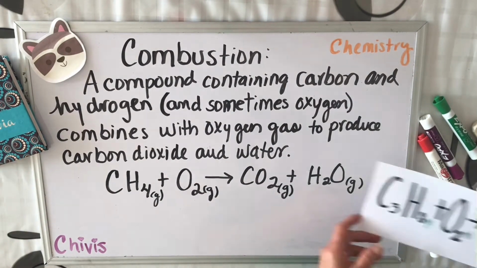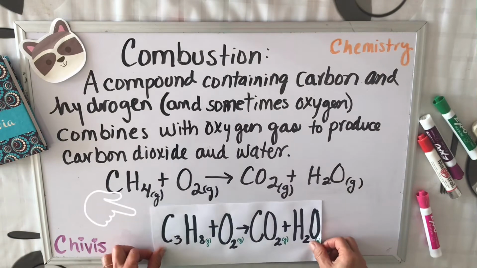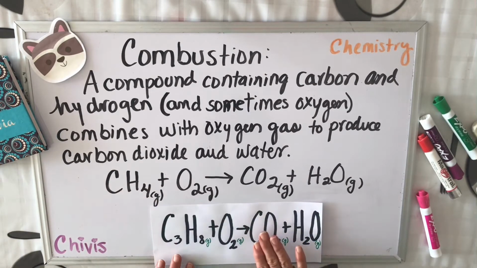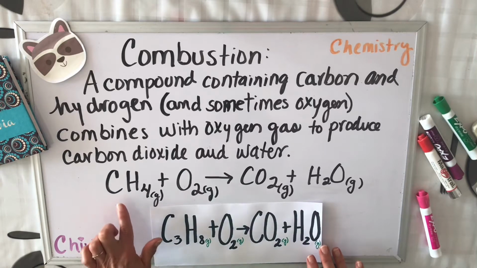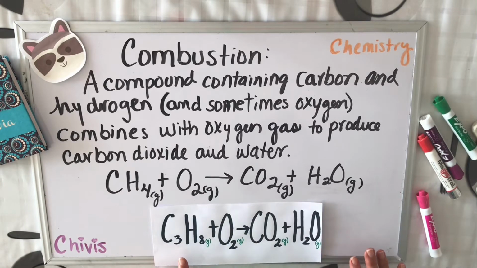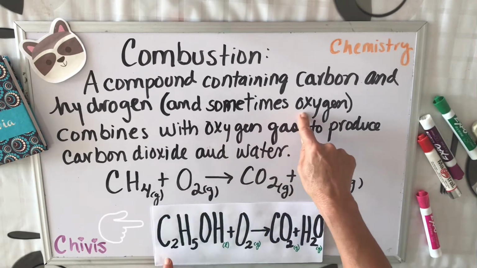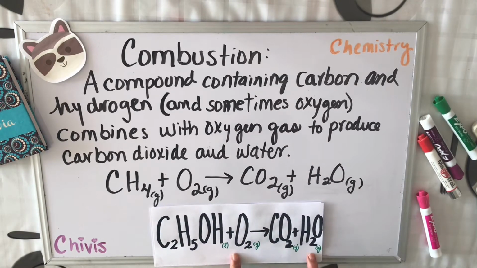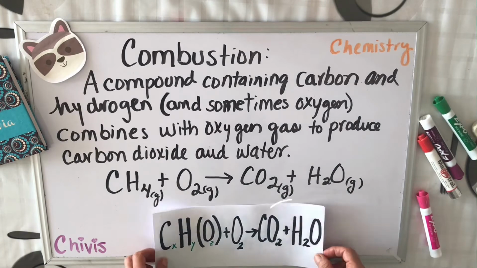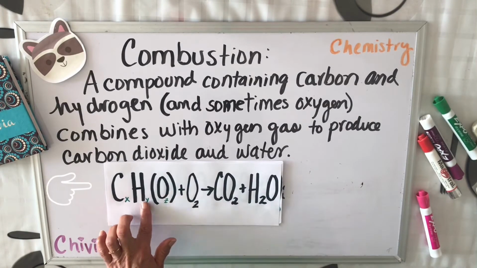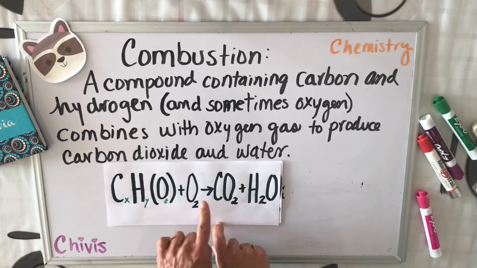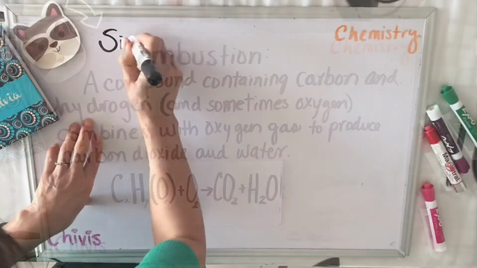Here is another example of a combustion reaction, and we can see here different numbers in carbon and hydrogen. Finally, in this example, we have oxygen plus carbon and hydrogen, and also produce carbon dioxide and water. This is the general form, and we can see here that carbon, hydrogen, and oxygen have different subscripts.